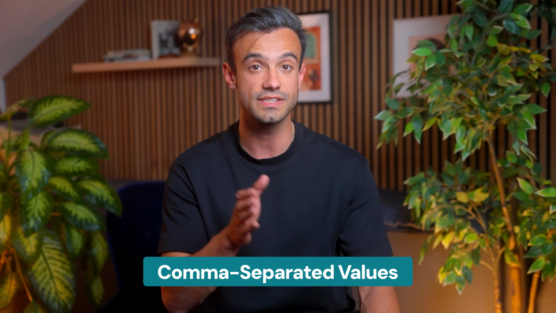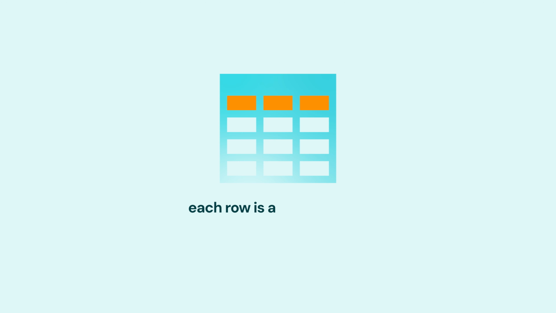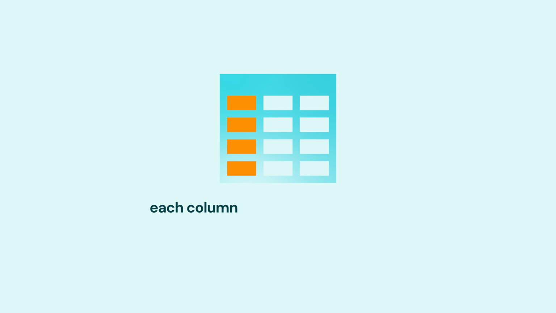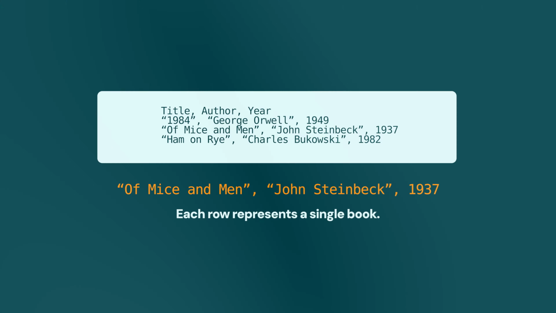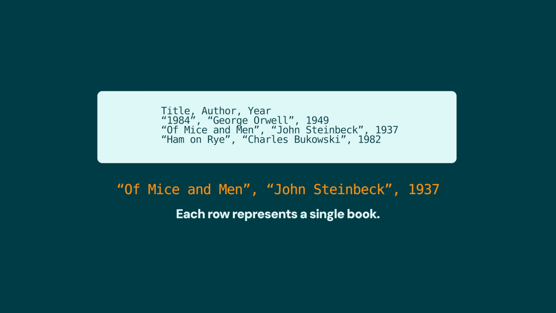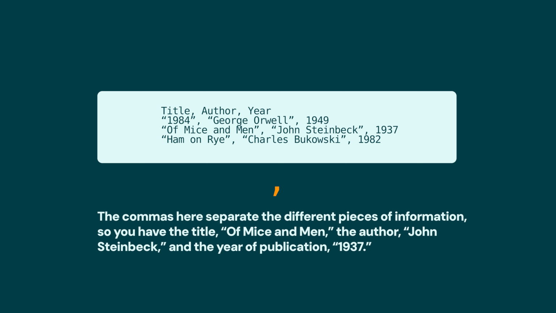The structure of a CSV, which stands for comma-separated values, is really simple. Imagine a table where each row is a piece of data and each column is separated by a comma, holding a specific value. Here's an example of a CSV file that lists data about books. Let's break it down. Each row represents a single book. The commas here separate the different pieces of information, so you have the title, Of Mice and Men, the author, John Steinbeck, and the year of publication, 1937.